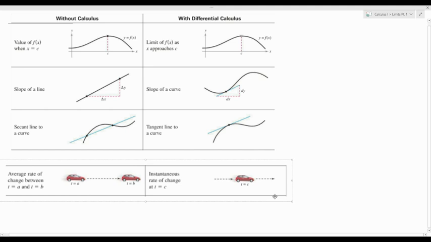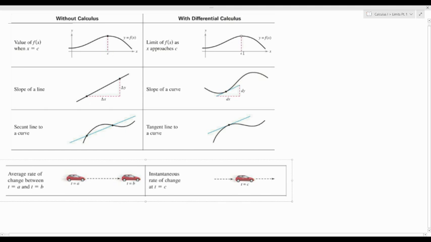So here are some examples of things we can do without calculus and what we can do with differential calculus. Now, differential calculus is usually the first semester calculus, which focuses mostly on the tool called the derivative, and we'll learn later how differentials and derivatives are connected. But without calculus, you can see over here in the top left that we can figure out the value of any function at a particular point.